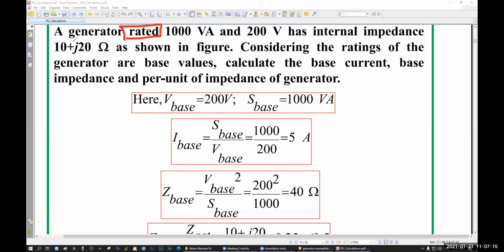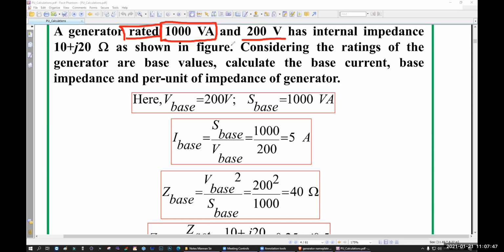Not only generator, a transmission line comes with a rated voltage, rated MVA. Transformer comes with ratings, right? These are all written in their nameplate. So here in a generator, it is written 1000 VA. That means 1 kVA, right? Very small generator, this one. And 200 volt, also a very small generator, not a big generator.